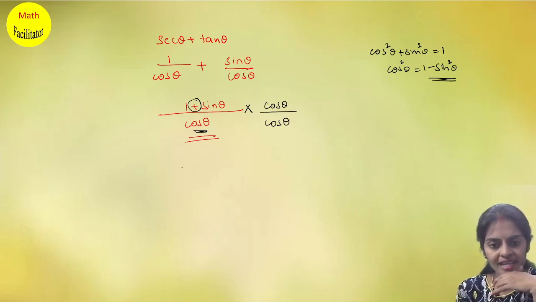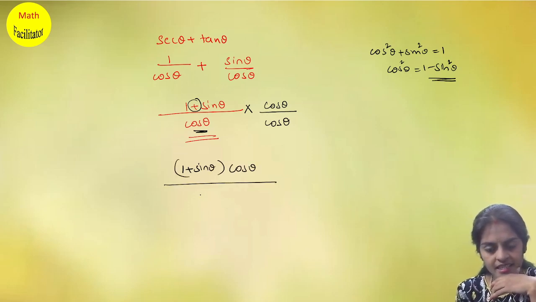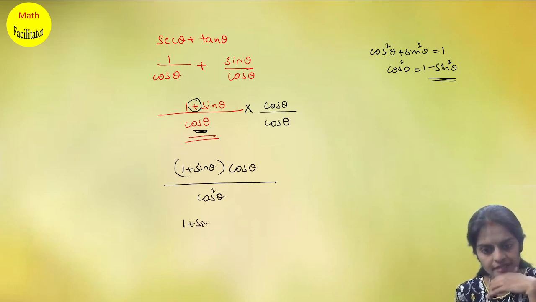Okay. I'll explain this step again also. As of now, see here, when I am simplifying, I get this divided by cos square theta. You might be wondering why only cos square theta. I'll tell you.